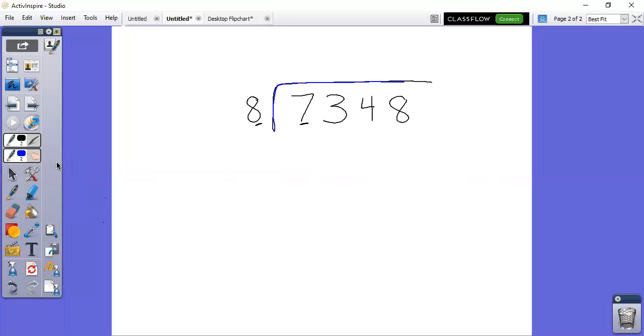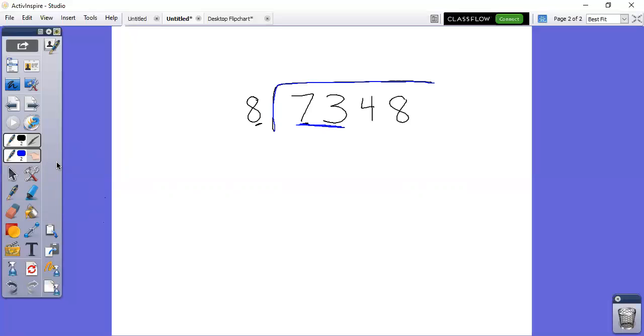I call this little guy the house, right? If the number inside the house is smaller than the number outside the house, then the people outside the house cannot come in. Okay, so we cannot do 7, but we can do 73. 8 can go into 73 how many times? I'll give you a hint. It can't go in evenly to 73, but it can go evenly into 72.